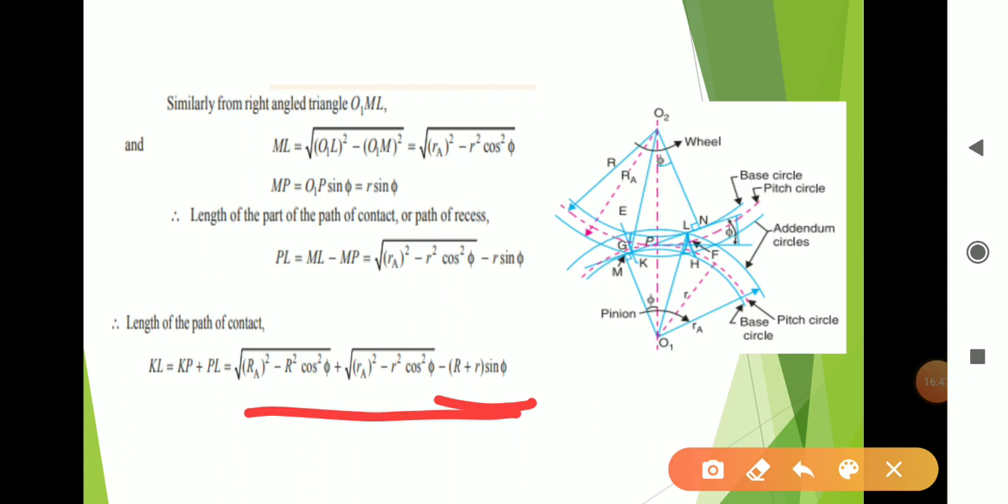This is a very essential derivation to find the length of path of contact. From an exam point of view, numerical problems based on this equation will be asked in the examination, so this is very important. From this equation we are going to find the arc of contact of the two mating gears.